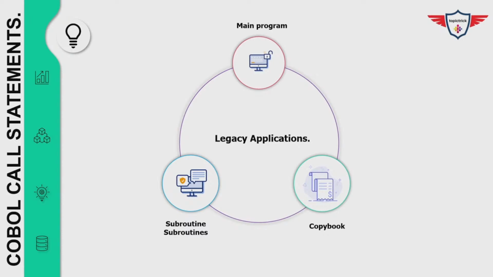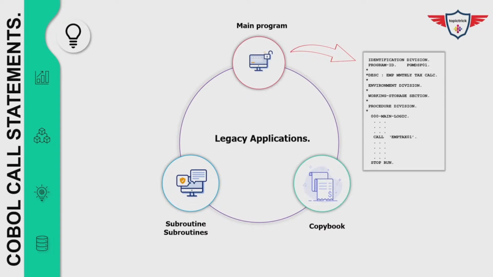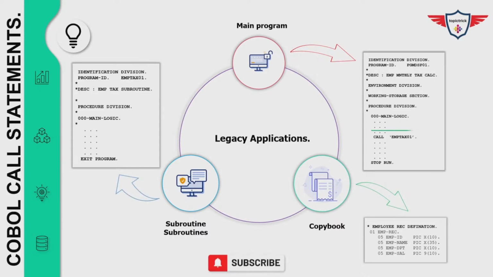So here is a legacy application which is using a main program, a copybook, and a subprogram. The main program is the first program in the run unit. In this case, there's a program called DSP01 which is acting as the main program. I've included the core business functionality in this program, and it is using the CALL statement to call the subprogram. If you look at the right hand side of your screen, you'll see the subprogram TAX01, which is calculating tax on employee salary.